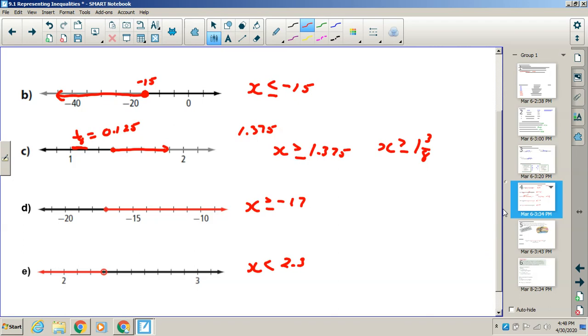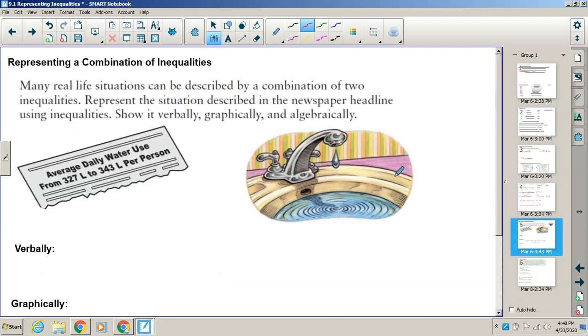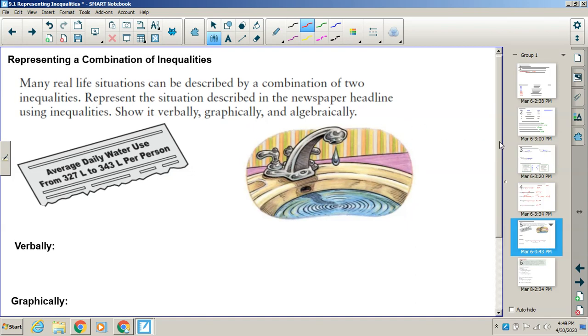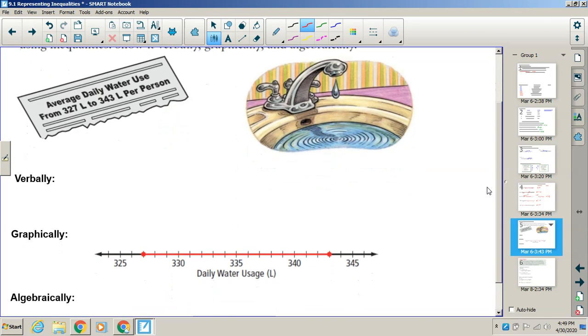The other thing that you'll have to do is you will be given word statements, and you'll have to describe what's going on in a scenario verbally, graphically, and algebraically. So we'll do this one. It's based on this headline here, which I always find interesting because it seems like a lot of water to me. Average daily water use per person, 327 liters to 343 liters. To me, that seems excessive. Seems like a lot of water, anyhow.